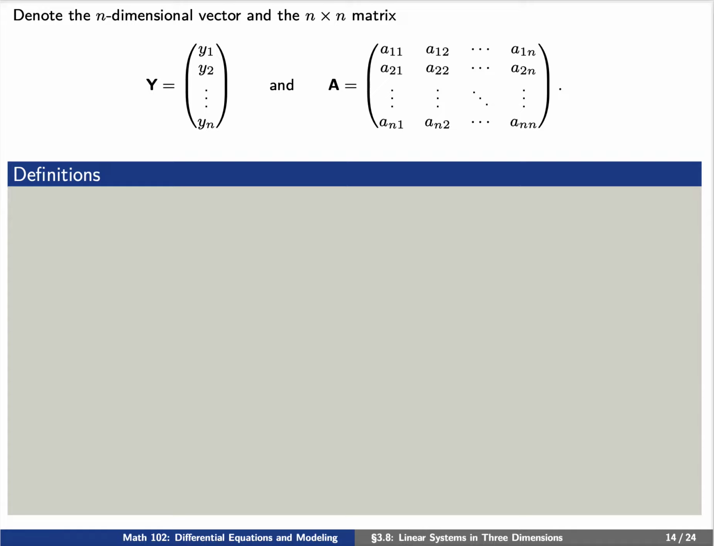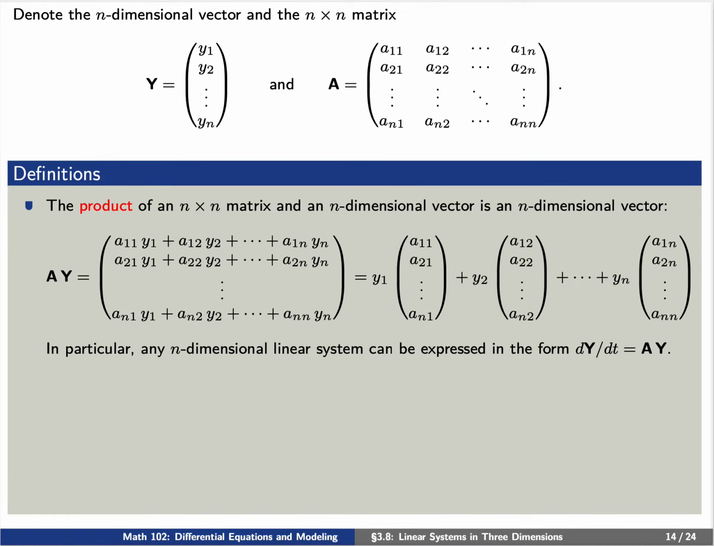First, let's try to introduce some notation just to make discussion of this a little bit simpler. We're going to express everything in terms of an n-dimensional vector, capital Y, and an n by n matrix A. Recall that the product of an n by n matrix and an n-dimensional vector is another n-dimensional vector. In particular, we can express our n-dimensional system in the form dY/dt equals A times Y, where Y is an n-dimensional vector and A is an n by n matrix.